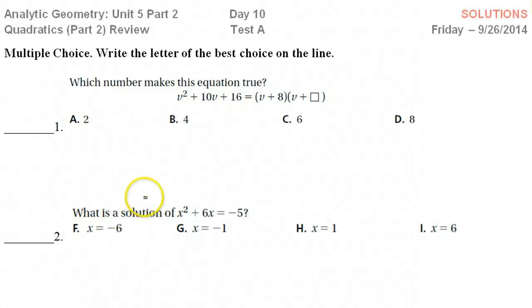Hi guys, this is part 1 of our lesson on quadratics. A big old review of quadratics. We'll call it test A.